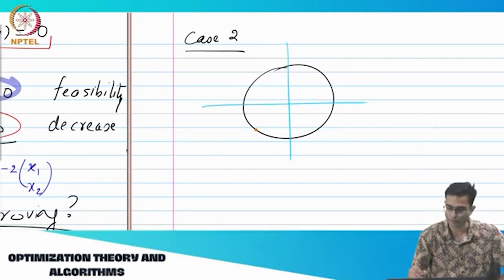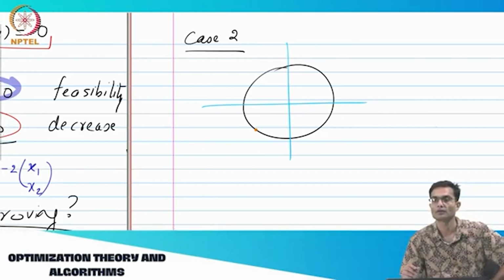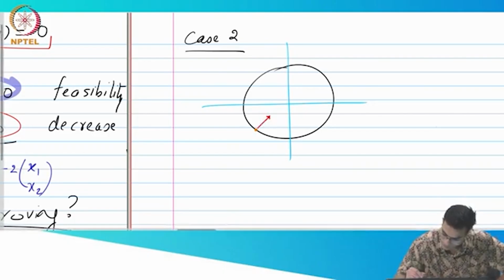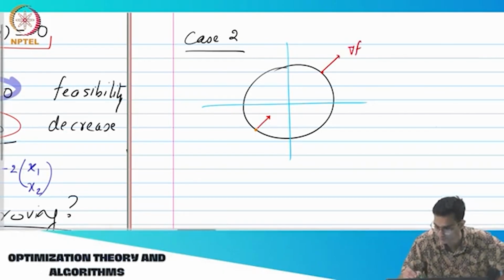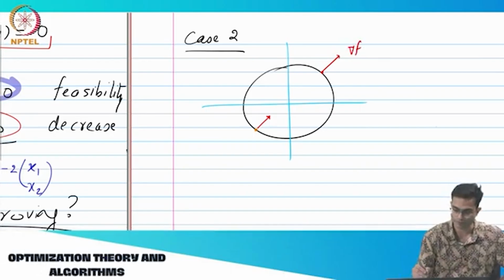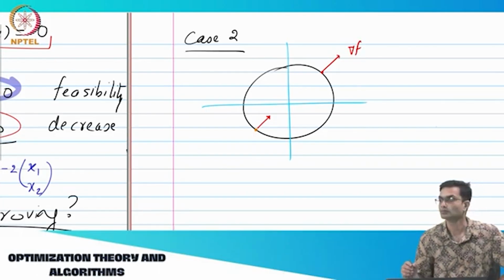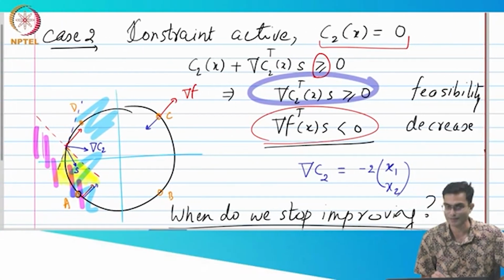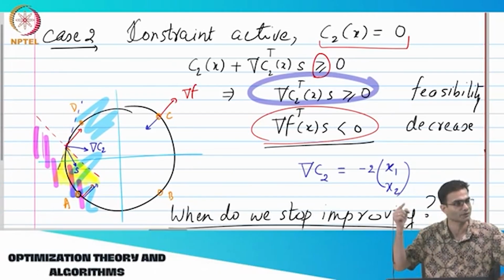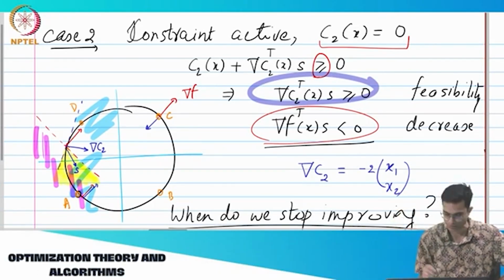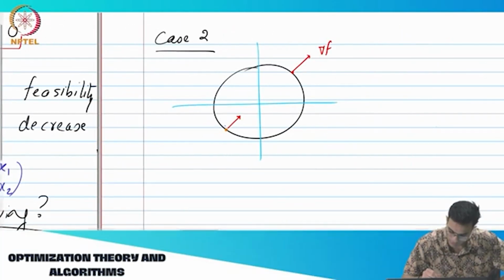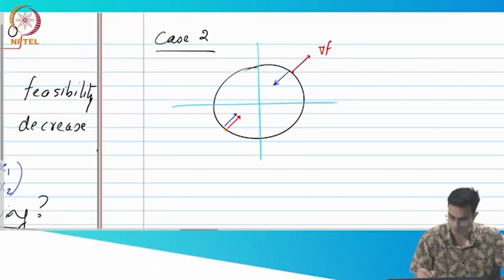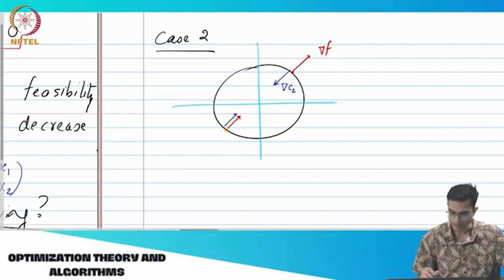Which way is grad f pointing? At all points, grad f is always the same, which is 1, 1, right? So my grad f is here, my grad f is here, this is my grad f. What way was my grad C2 pointing? Outward or inward? Inward, right? Because I had defined C2 as 2 minus x1 square minus x2 square. So grad gave me minus 2x1, minus 2x2. So this is my grad C2 and this is my grad C2. This is grad C2, okay?